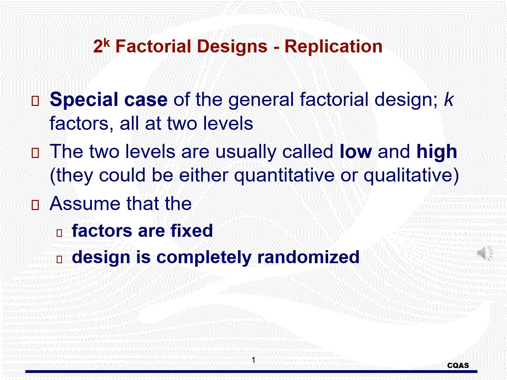This is a special case of the general factorial design. A general factorial design is a design where possible combinations of the factors are represented. These designs all have k variables, each at 2 levels. These levels are called low and high. We will assume that the factors are fixed in these situations.